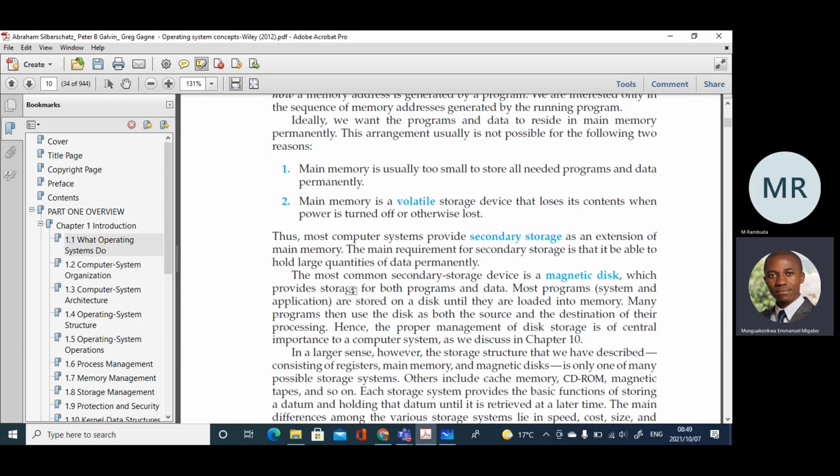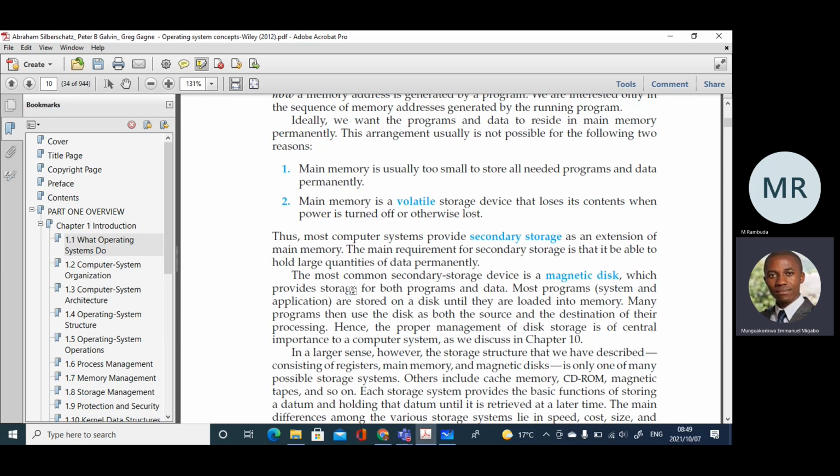Thus, most computer systems provide secondary storage as an extension of main memory. The main requirement for this secondary storage is that it should be able to hold large quantities of data permanently. That is where you have your EEPROMs, for example, on top of the ROM and the RAM within an 8051. You might need to have an external EEPROM, for example.